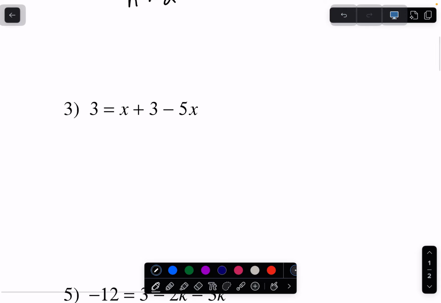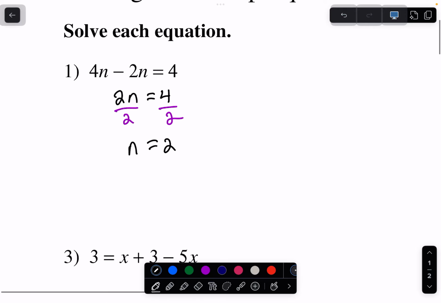Okay, so just divide both sides by 2. And then you get n is equal to 2 after you've combined them. Are we good now for number 1? Okay.